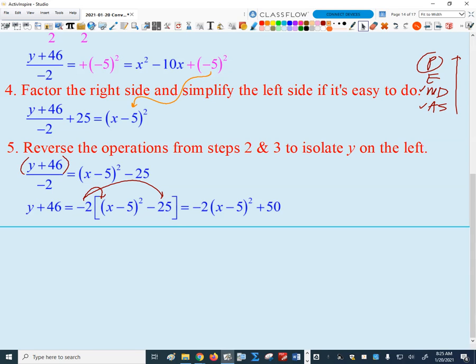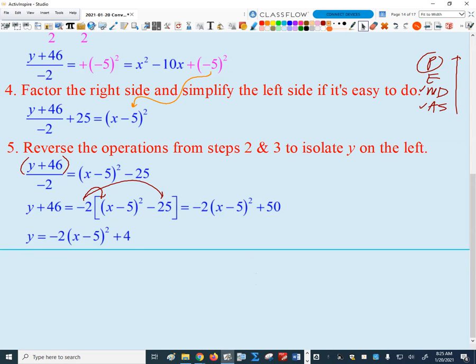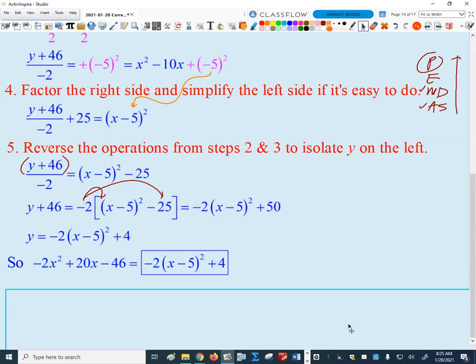And you can see where we're going with this, right? We're trying to put this into vertex form anyway. So we want to have a times the quantity x minus h squared. And then finally, I just subtract 46 and I get 4. So there's my answer, right, in vertex form.